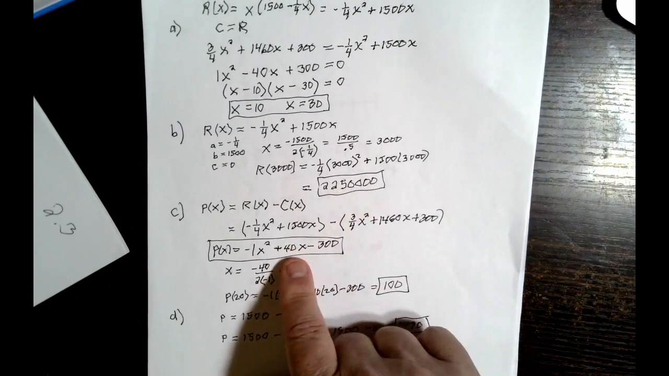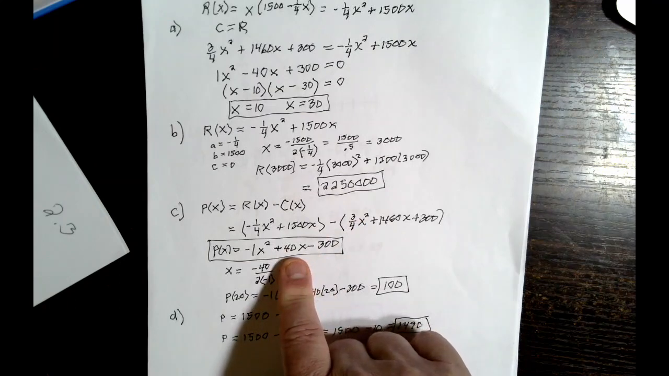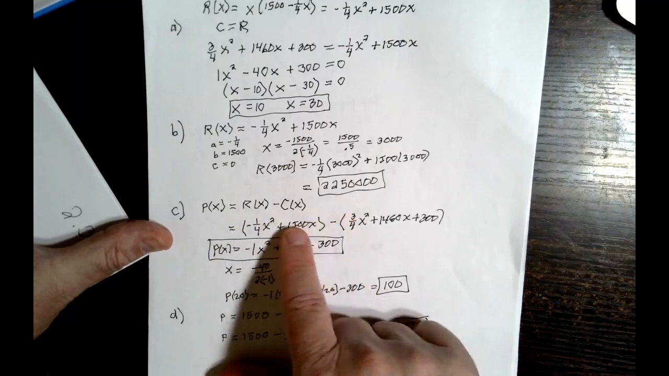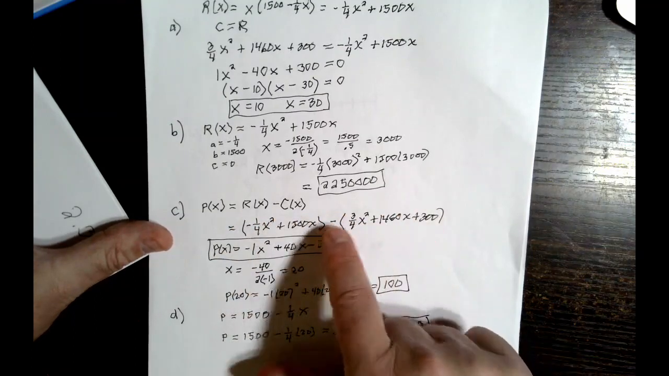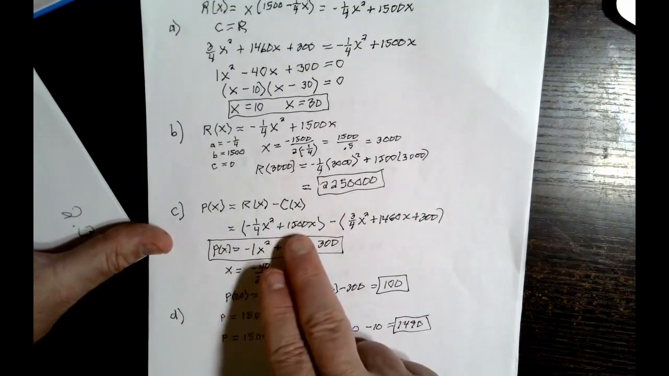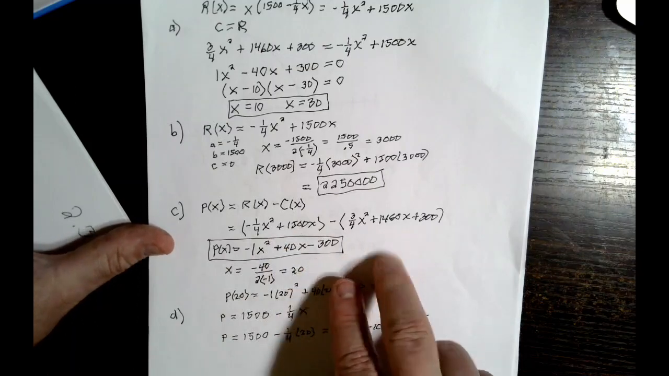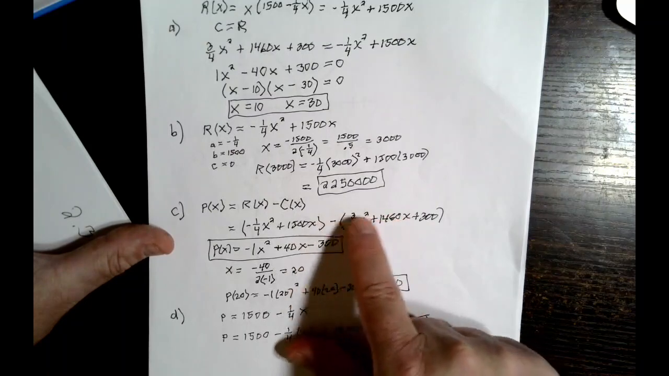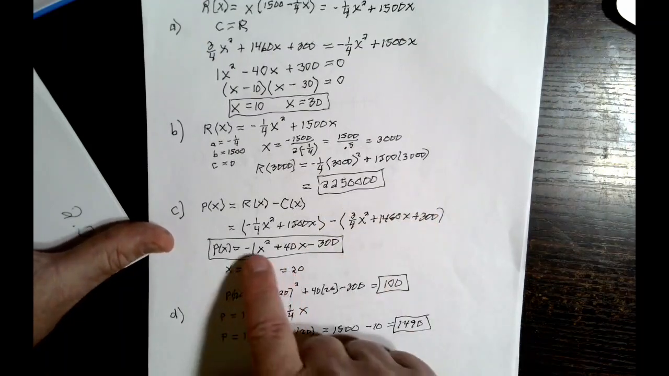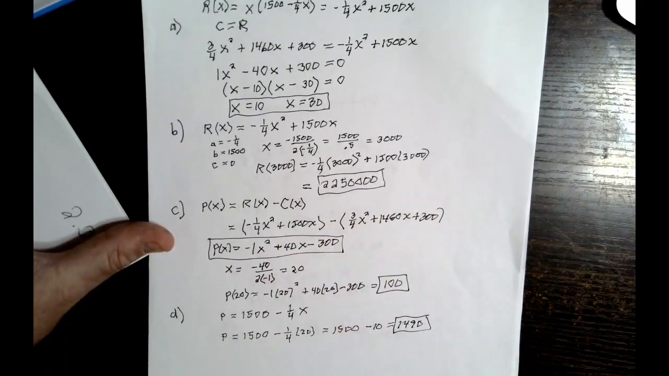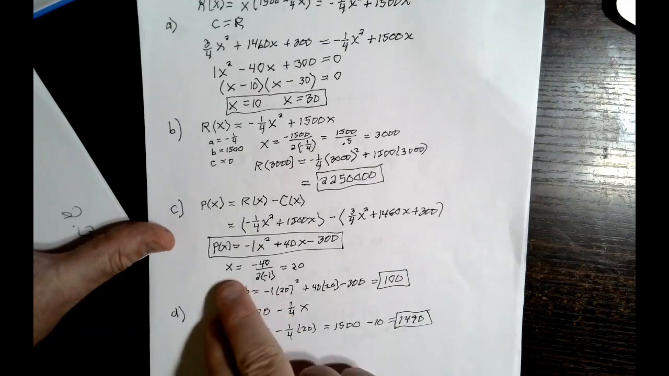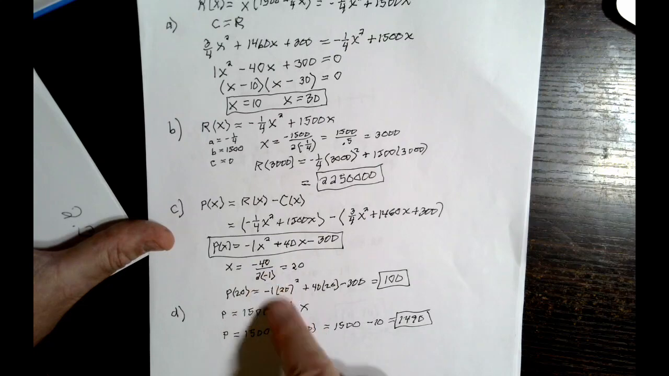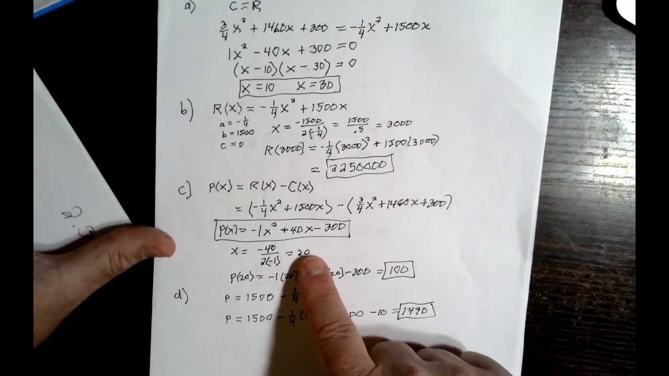Part C says form the profit function and find maximum profit. So remember, profit is simply just revenue minus cost. Here's your revenue, here's your cost, subtract them. Put them in parentheses, that's important. Okay, so when you drop the parentheses, the first part doesn't change, but the second part, each one gets hit by a negative. When you combine like terms, you get this guy. And so negative b over 2a is negative 40 over 2 times negative 1, which is 20.